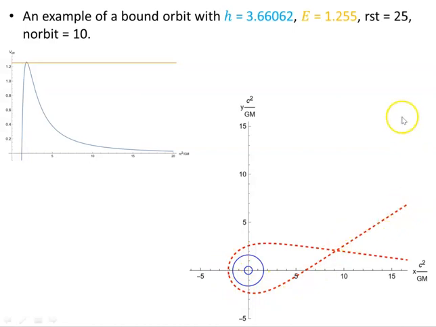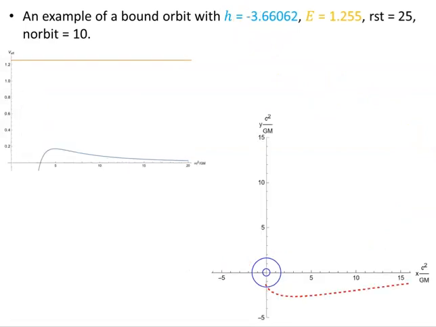Okay, now have a look at the next one. When we put a negative in front here, we give the photon the angular momentum in the opposite direction. Again, a much more direct path across the event horizon, totally different effective potential, everything.